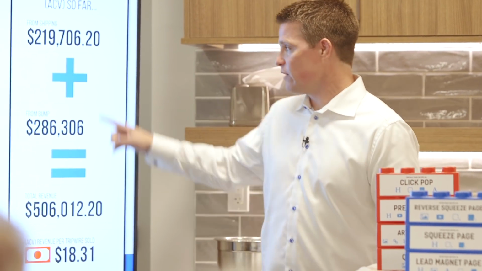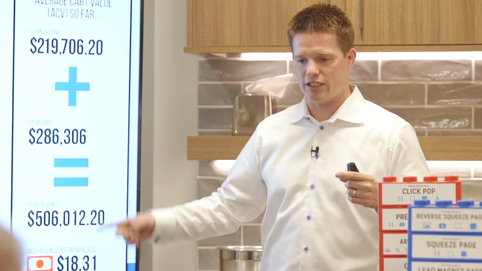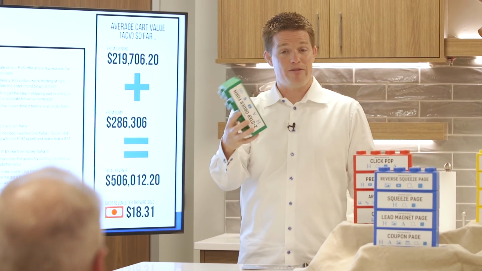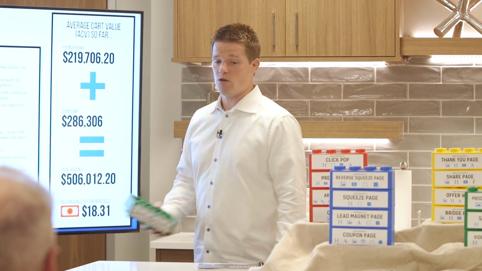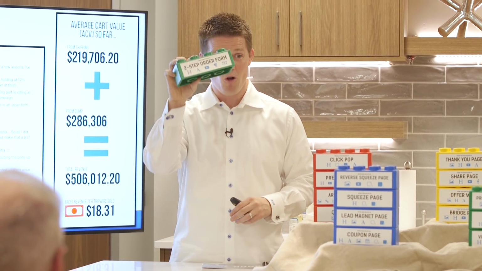And so my average cart value for every book we sold, dividing by this number, we averaged $18.31 so far for everyone who bought the book through page number 1, right? So far I can spend $18.31 to sell a book and I still break even. But that's just the first page in the funnel. There's more pages.